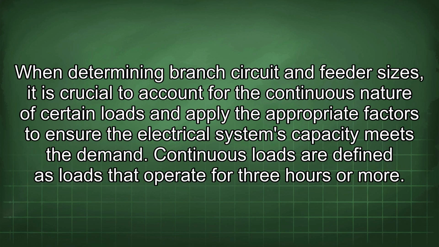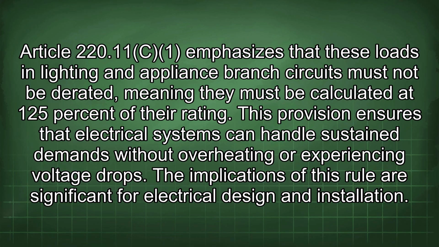When determining branch circuit and feeder sizes, it is crucial to account for the continuous nature of certain loads and apply the appropriate factors to ensure the electrical system's capacity meets the demand. Continuous loads are defined as loads that operate for 3 hours or more. Article 220.11 Code emphasizes that these loads in lighting and appliance branch circuits must not be derated, meaning they must be calculated at 125% of their rating. This provision ensures that electrical systems can handle sustained demands without overheating or experiencing voltage drops.